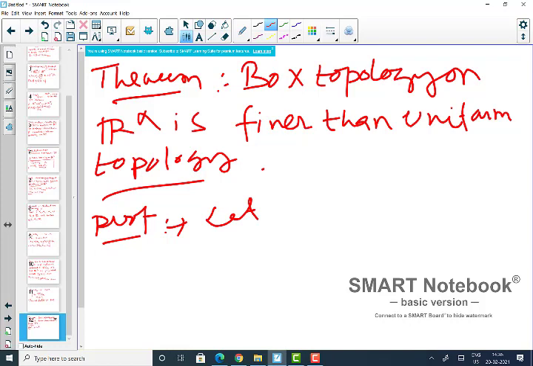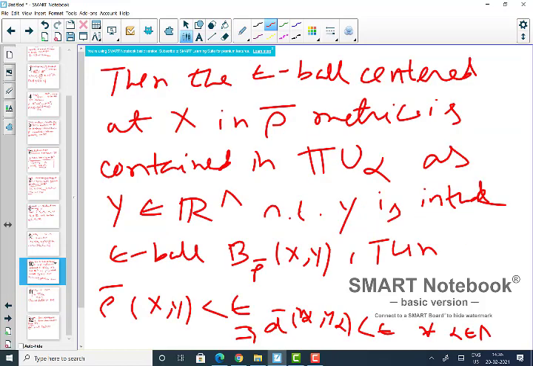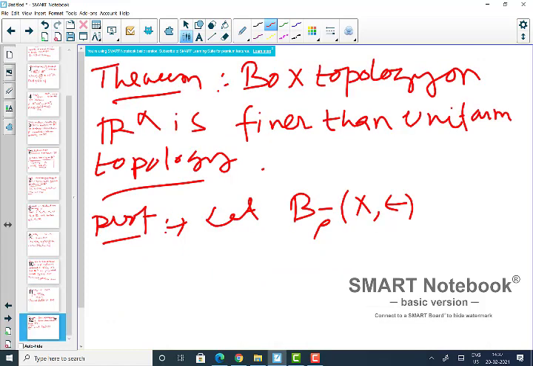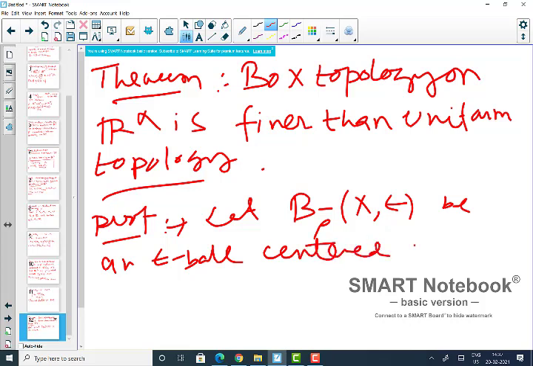So you write down B rho bar (x, epsilon), the open ball centered at x with radius epsilon. Here also I wrote this: it is the epsilon ball centered at x with respect to the uniform topology rho bar.